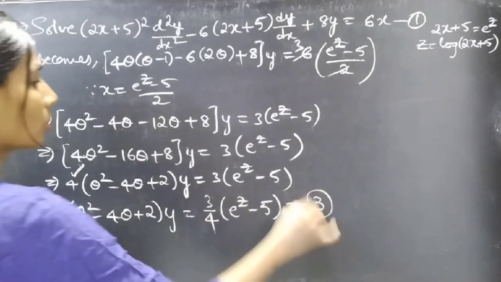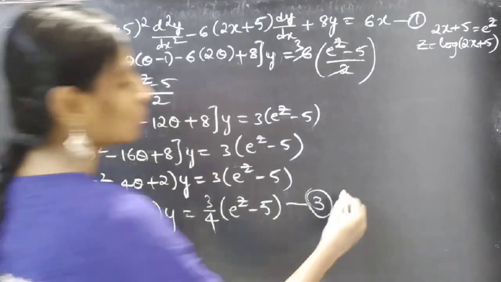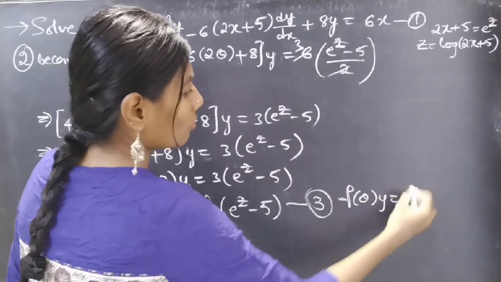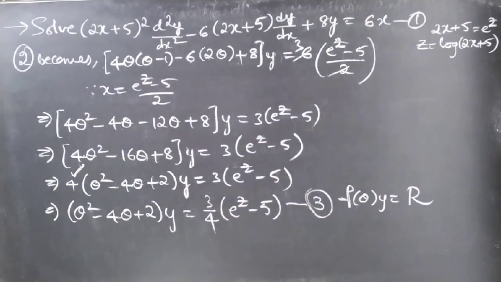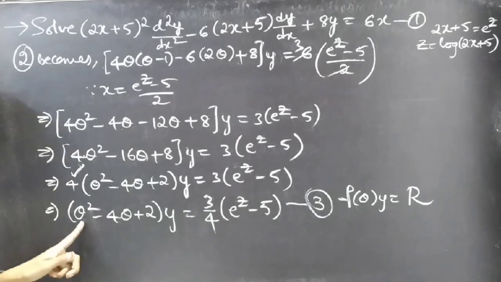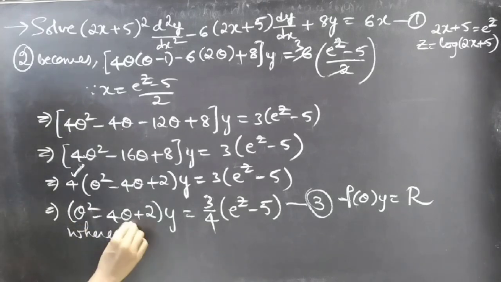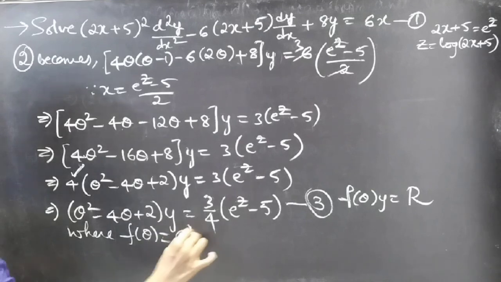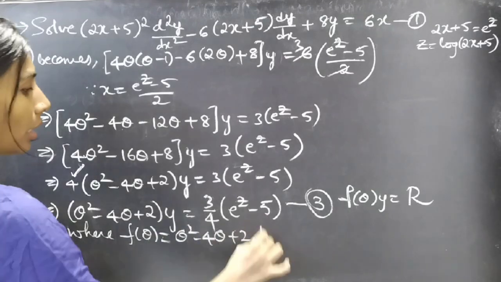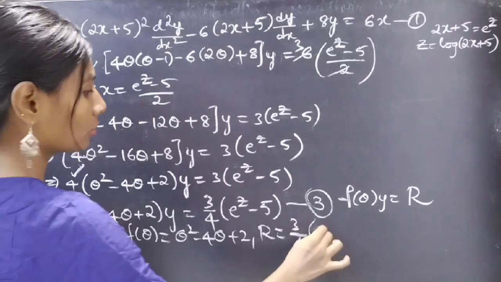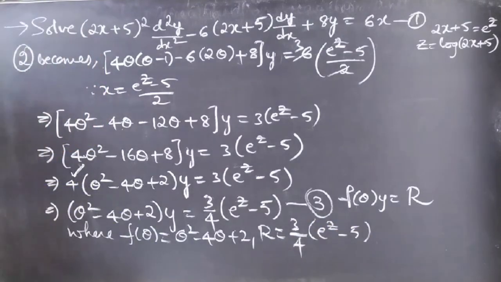Consider as equation number 3, which is an operator form f(θ) into y equal to some function of z. I'll call it r, the RHS part of the reduced equation. See, we have reduced the given differential equation to a differential equation with constant coefficients, right? And also it is an operator form f(θ) into y equal to r, where f(θ) is θ² minus 4θ plus 2 and r equal to 3/4 e^(z) minus 5.